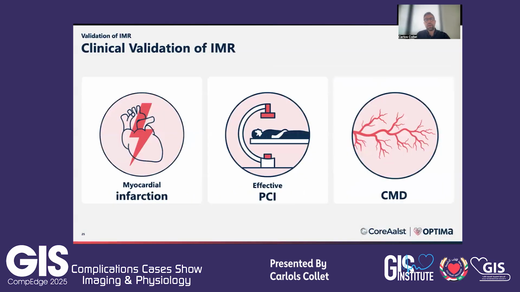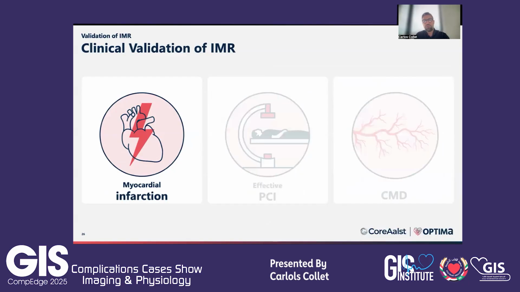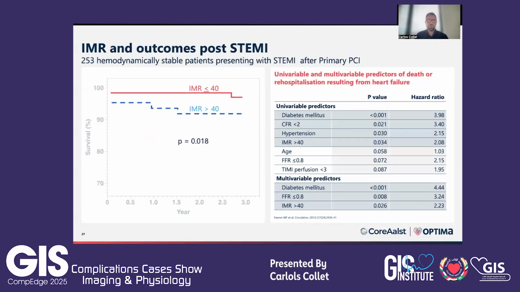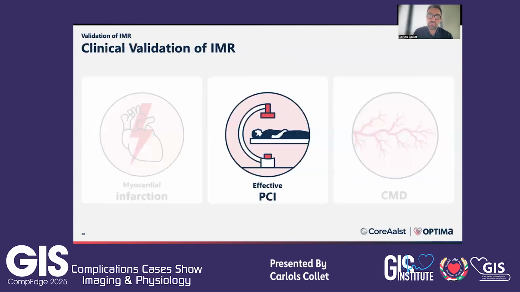Now, the real validation of IMR is clinical. And when we assess IMR, for example, in the context of myocardial infarction, we are faced with this information. So if in the context of a STEMI, you measure the resistance with IMR, if the resistance of IMR is high, then that will be associated with a reduction in survival.